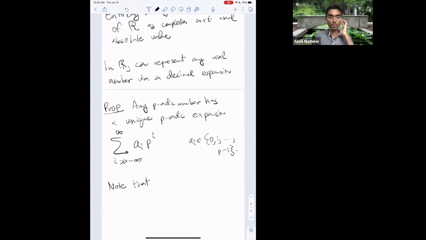Note that this is different from the usual decimal expansion, or binary expansion if you prefer, of a real number. Note that the expansion goes in the opposite direction.